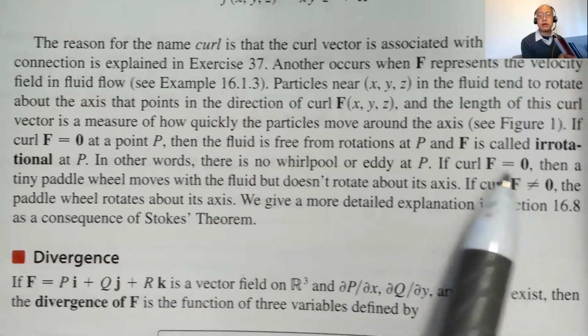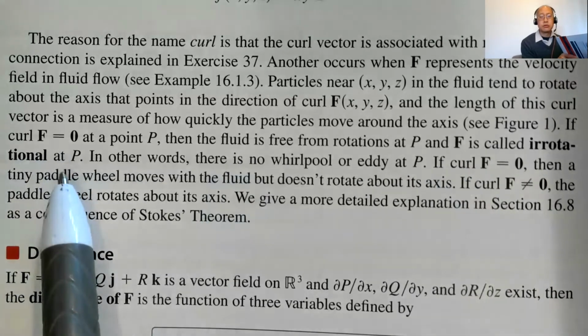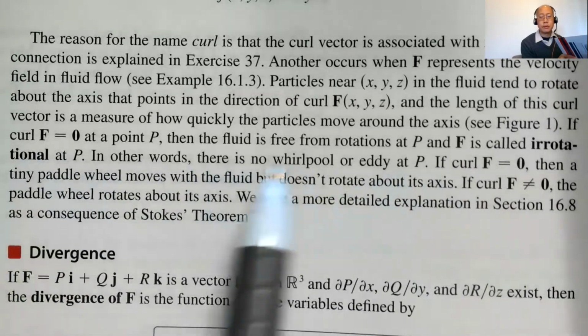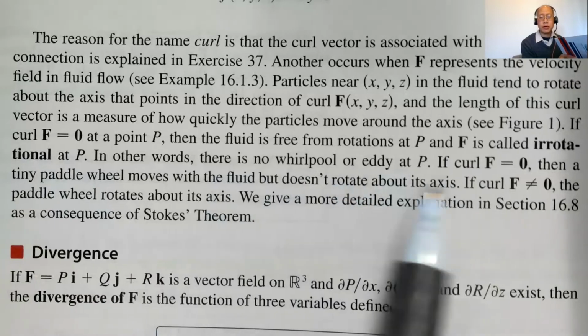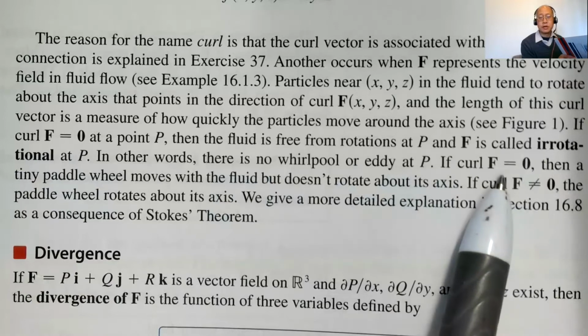If the curl of F is 0, then we have another word for it called irrotational. So if this comes out to be the 0 vector, there is no tendency to rotate about a particular point. There's no whirlpool or eddy. One of the homework problems uses the word irrotational. Irrotational means curl of F is the 0 vector.